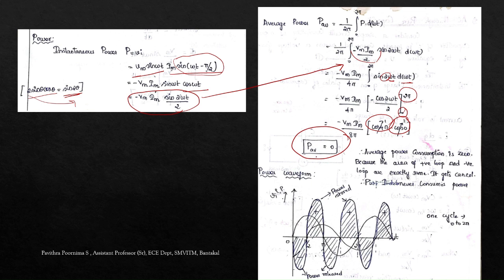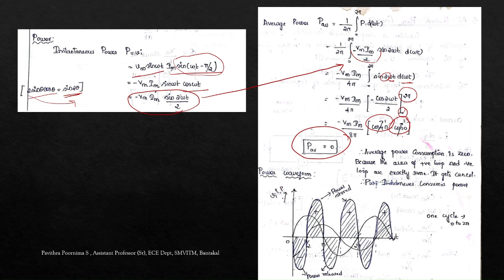It stores and it releases. So in the positive half cycle it stores. In the negative half cycle it releases the energy in a magnetic field. So how can we represent it in a power waveform? So that we are going to discuss here.